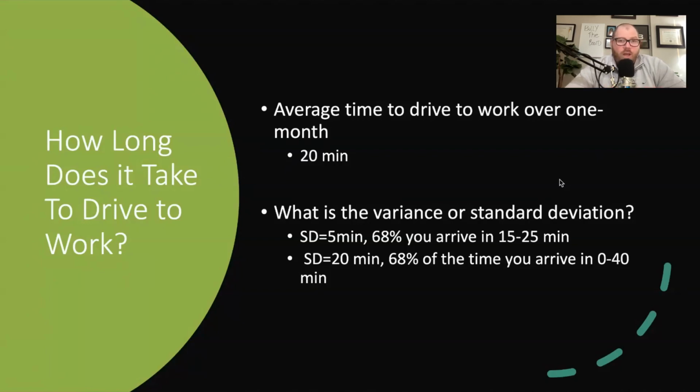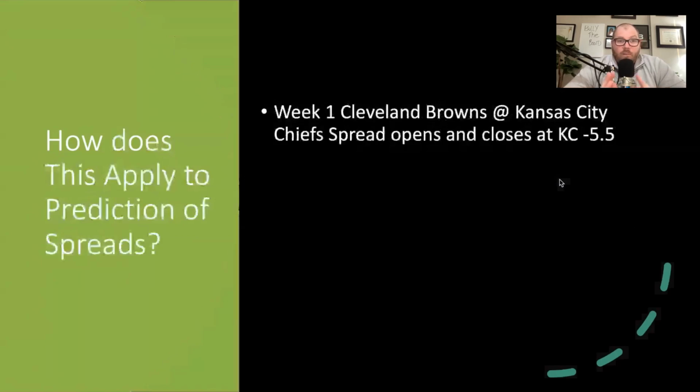So let's take these ideas of variance and point estimates and apply them to sports and football, and let's give a real example. So week 1, Cleveland Browns. We're going to go back to week 1 of 2021. We had the Cleveland Browns at the Kansas City Chiefs. The spread opened at 5.5 and it closed at 5.5. So there was no marketplace movement. The books didn't move the spread.